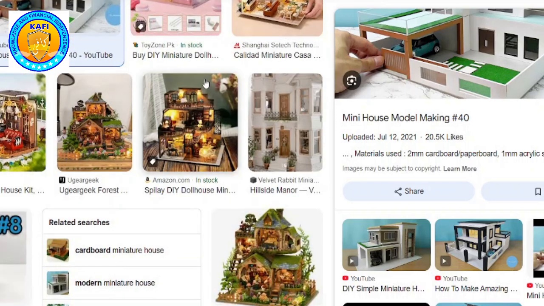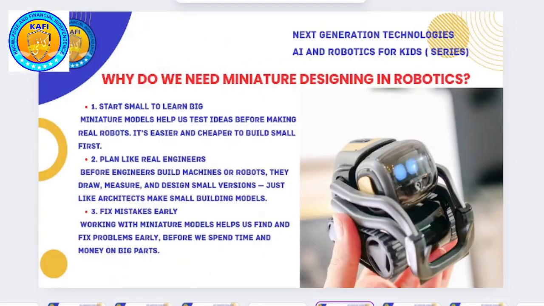You understand these things? Yeah. Okay, now tell me, what is a miniature design? Can you tell me? Good word.